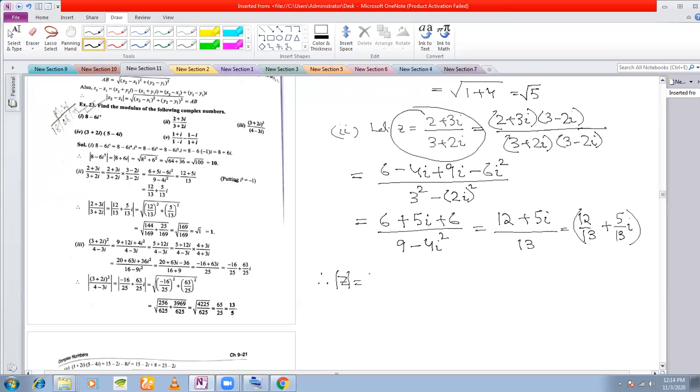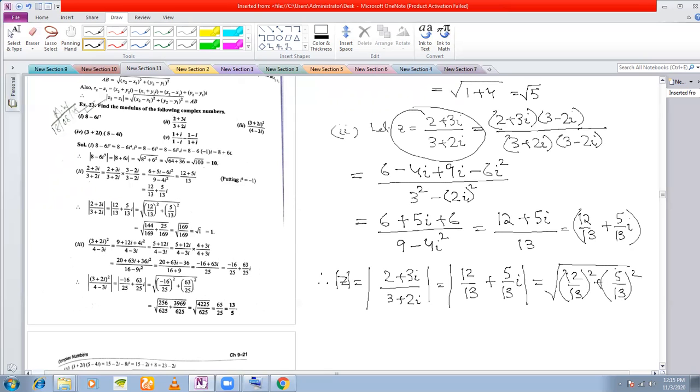Therefore mod z is equal to mod of (2 plus 3i) by (3 plus 2i), which is the same as mod of 12 by 13 plus 5 by 13 i, which is the square root of (12 by 13) square plus (5 by 13) square, which is equal to the square root of 144 by 169 plus 25 by 169, which is equal to the square root of 169 by 169, which is the square root of 1, which is 1.